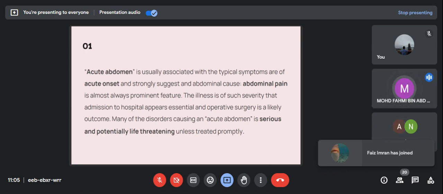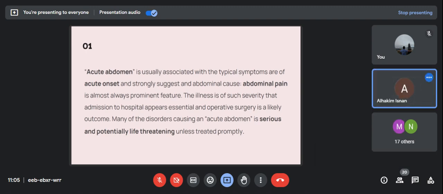Siapa nama presenter tadi? Siapa nama presenter Hakim tadi? Al Hakim. Nama awak apa? Al Hakim. Hakim. Okay, so Al Hakim here.